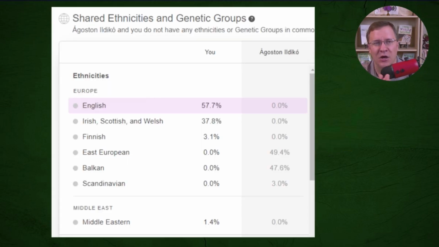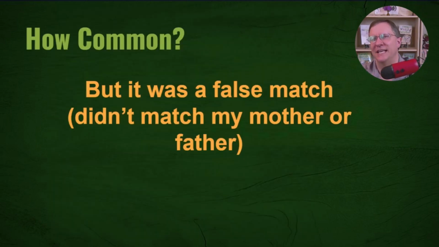I found one, Agostin Ildiko, and she and I do not share any ethnic groups. You can see that she is primarily East European and Balkan, and I am primarily English and Irish, Scottish, Welsh. The closest is I have a little bit of Finnish, and she has a little bit of Scandinavian, but that is it. Now, we matched 14 centimorgans on 2 segments. Each segment was 7 centimorgans long. But because I have my parents' DNA on my heritage as well, I was able to basically prove that this was a false match, because she does not match my dad, nor does she match my mom.